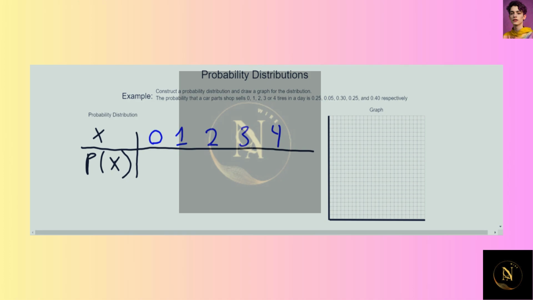And our probabilities associated with each value in order are 0.25, 0.05, 0.3, 0.25, and 0.4. And that is our probability distribution for today.